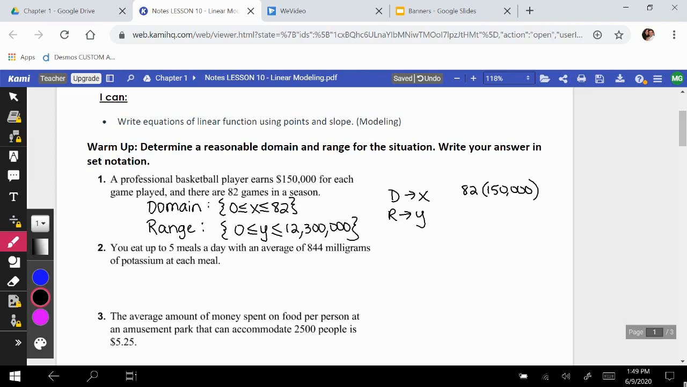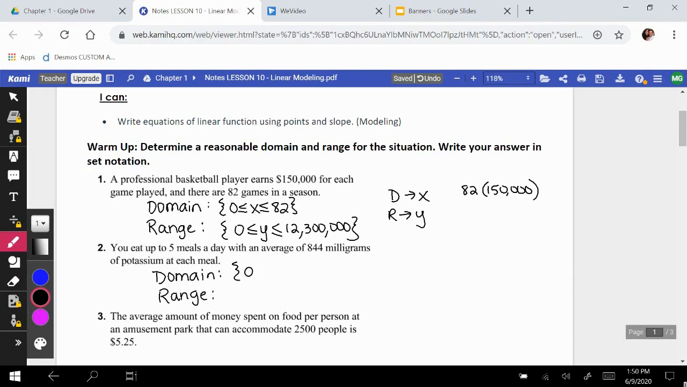Wouldn't that be nice to make that much money? Okay, let's look at number 2. You eat up to 5 meals a day with an average of 844 milligrams of potassium at each meal. Okay, so is the number of meals going to determine the potassium, or is the potassium going to determine how many meals you eat? The number of meals is going to determine how much potassium you're eating. So we're going to say that our input is number of meals, and our output, or the range, is going to be the potassium.